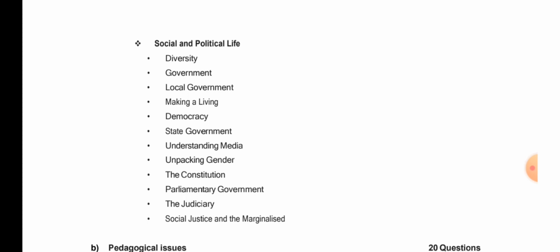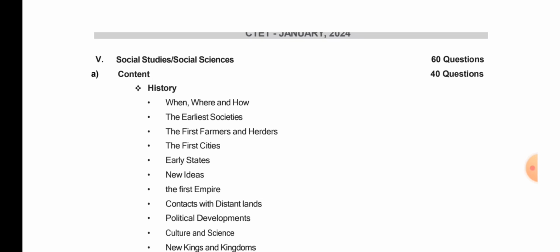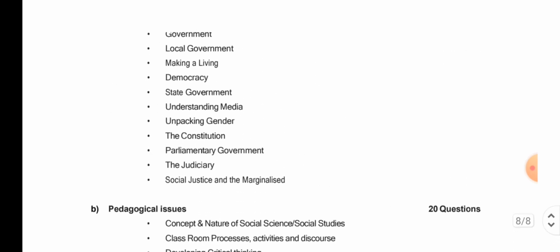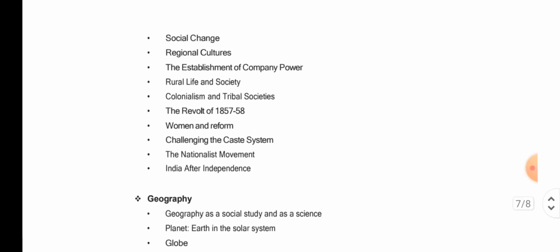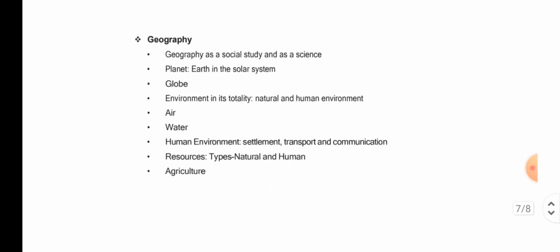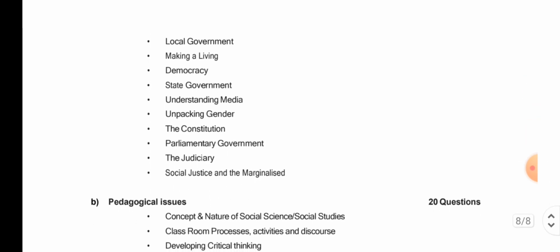Which means what? It means that geography will come for 10 marks, history will come for 10 marks, then what? All right, let me just go back once. All right, so you got 60 marks here, right? So wait, let me analyze it first before telling you. All right, so here not 10 marks. So history, then geography, and then civics, altogether they are coming for 40 marks.